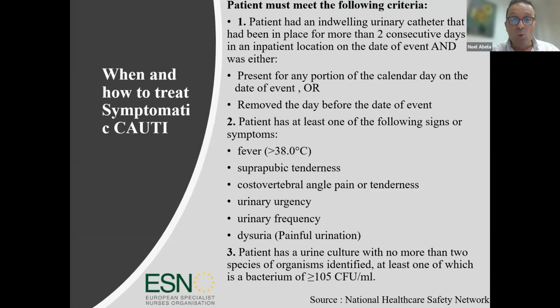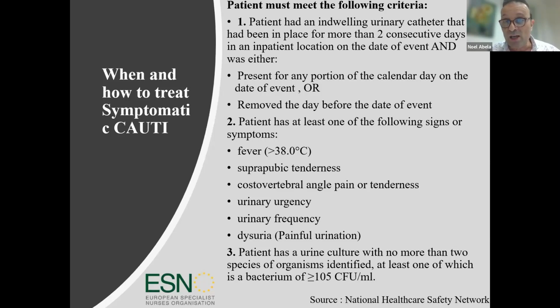Now, when and how to treat symptomatic CAUTI. The patient must meet the following criteria. These are three. The first one is that the patient had an indwelling catheter that had been in place for more than 2 consecutive days in an inpatient location on the date of event and was either present for any portion of the calendar day on the date of event or removed the day before the date of event.